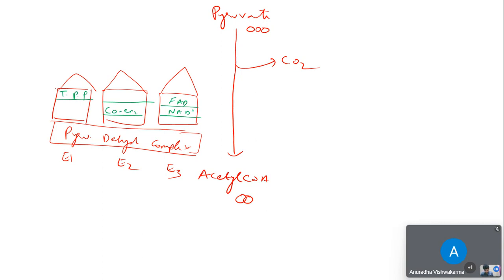Did you get the enzyme name? In the PPT, it is written lipoic acid, and it is with lysine. Lipoic acid. Can you spell it? L-I-P-O-I-C. Lipoic acid. Okay.